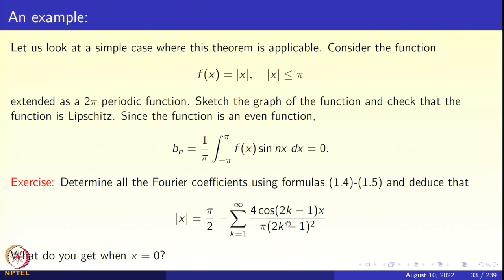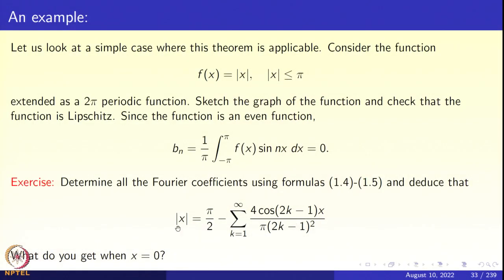Our basic convergence theorem, this must hold for all values of x. Since it's a Lipschitz function, the Fourier series will converge pointwise to the given function f of x everywhere. So we get this beautiful representation of mod x as a Fourier series.